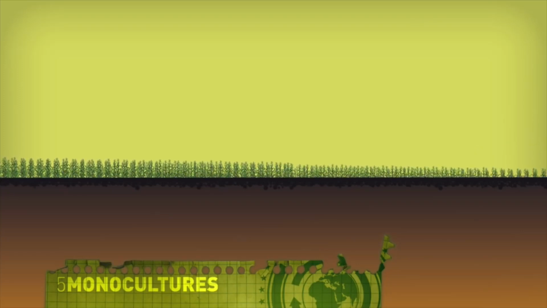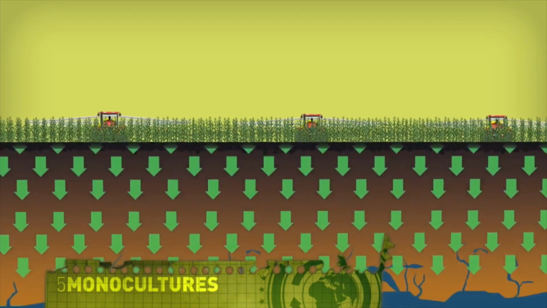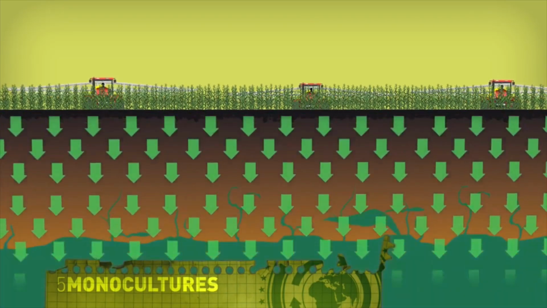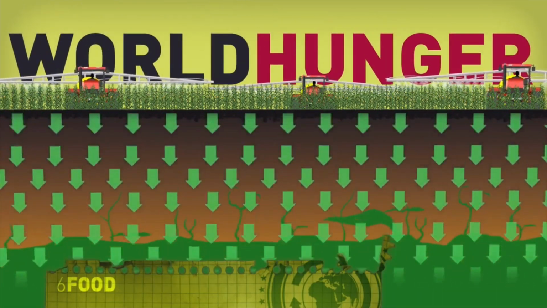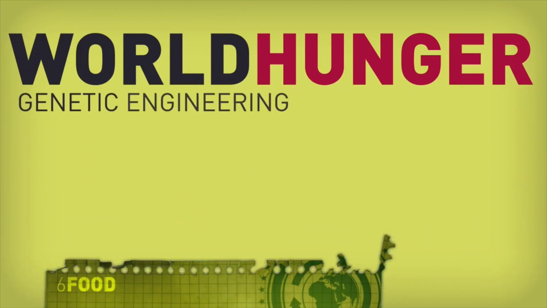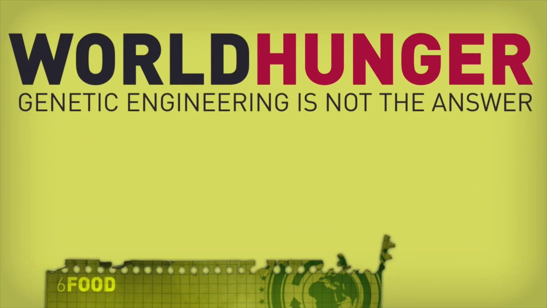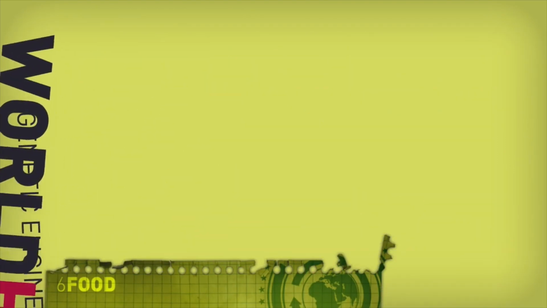At the same time, the soil and groundwater are poisoned. On top of that, the genetic engineering lobby claims genetically engineered crops can help to reduce world hunger. Genetic engineering is not the answer. There is enough food on Earth. The problem is that it's not distributed fairly.